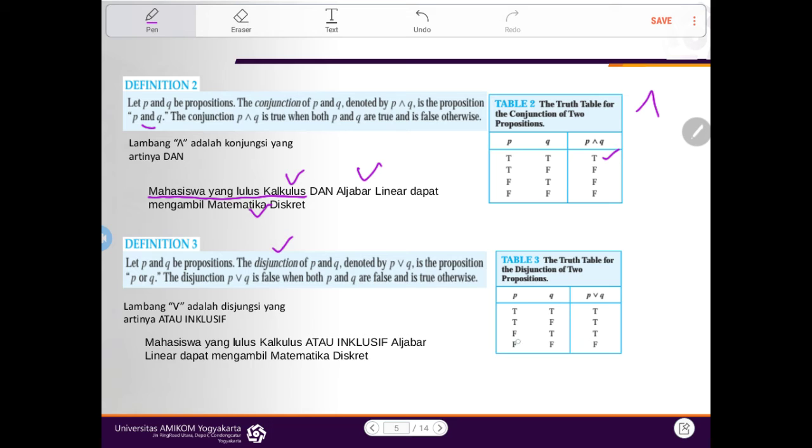The false value only happens if both propositions are false, otherwise it's true. For example, students that have passed calculus or linear algebra can take discrete mathematics. So if there is only one true, it is true, and if both are true, it also has the value of true.